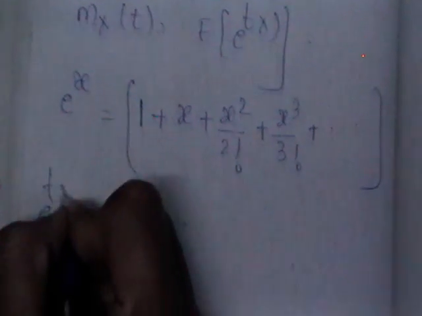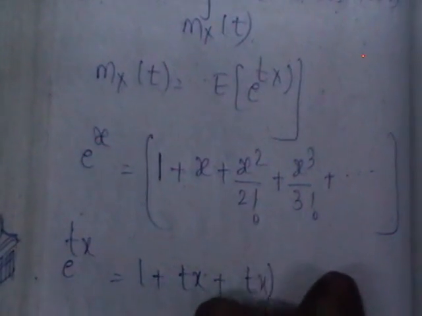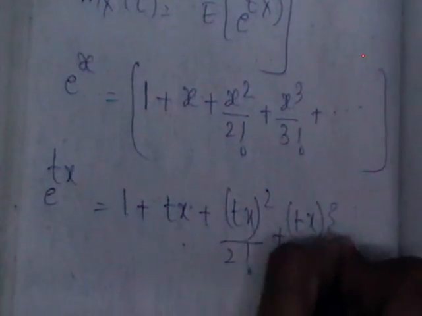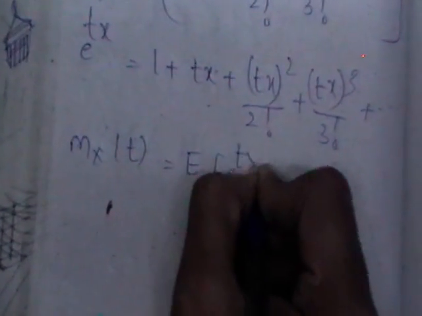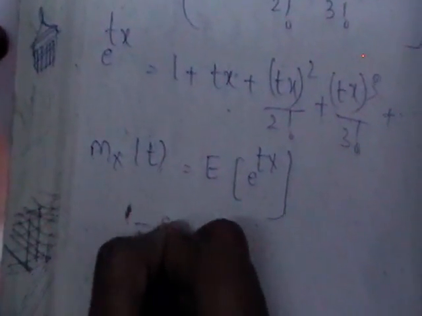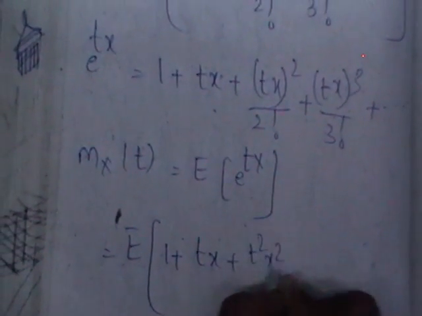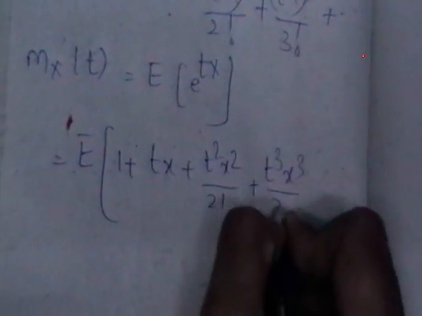So what will be e power tx? E power tx will be 1 plus tx plus (tx) whole square by 2 factorial, (tx) whole cube by 3 factorial, and so on. Now we know that M_X(t) is equal to the expectation of e power tx. So e power tx on expansion gives 1 plus tx plus t square x square by 2 factorial plus t cube x cube by 3 factorial, and so on.